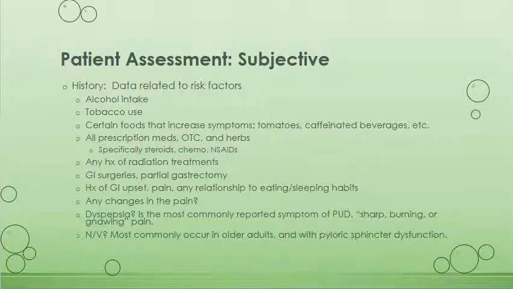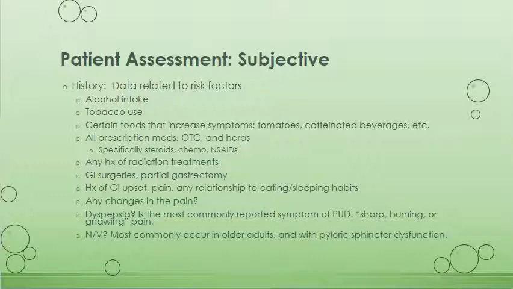How do we assess these patients? Let's start, of course, with our subjective, our history. Find the data that's related to risk factors. And these are just some of the many areas you'll want to ask your patient about. What is their alcohol intake and their tobacco use? Certain foods that increase symptoms: tomatoes, caffeine beverages are a couple of them, but different people will have different symptom-producing foods. Find out what bothers them personally, specifically.